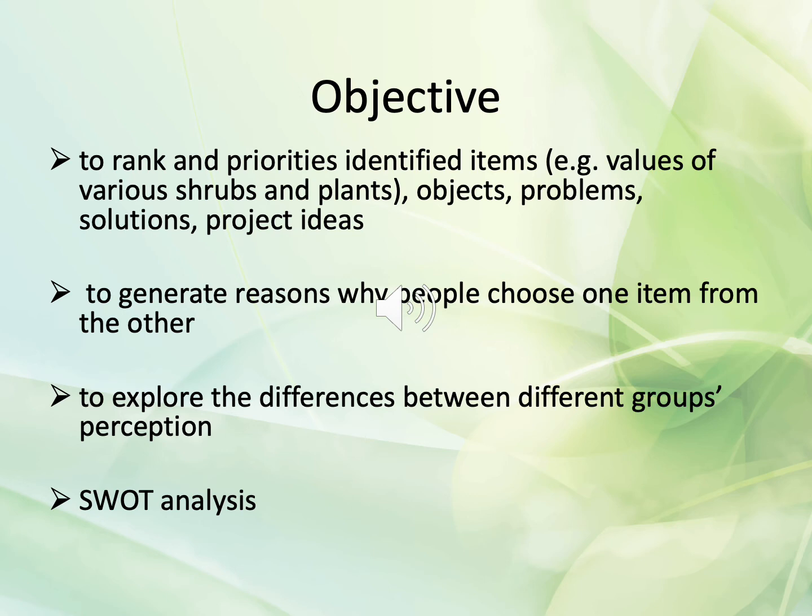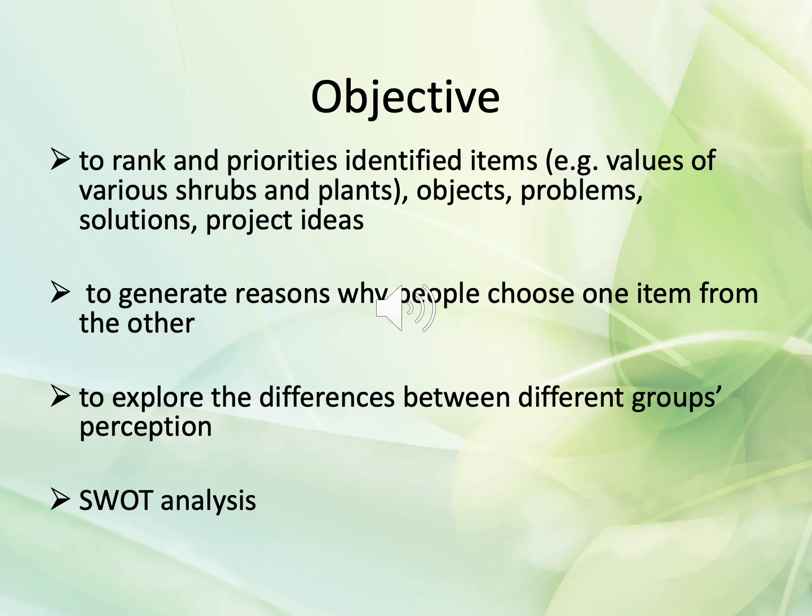For example, if you want to rank and see the priority of a fodder species, which is an example of a plant or a shrub, and the value of it, how the farmers are going to rank it: number one is their favorite fodder plant, number two is their favorite plant in that order, number three is the third favorite.